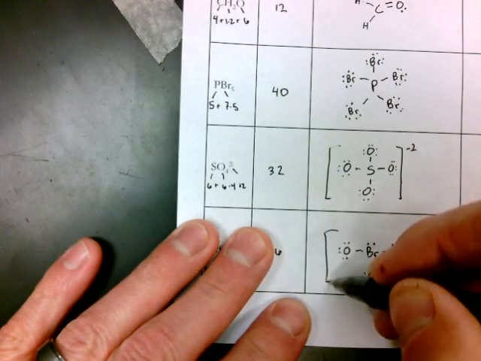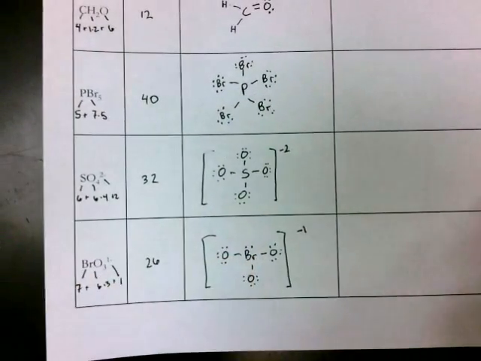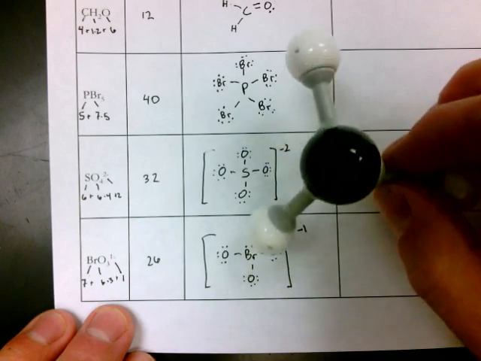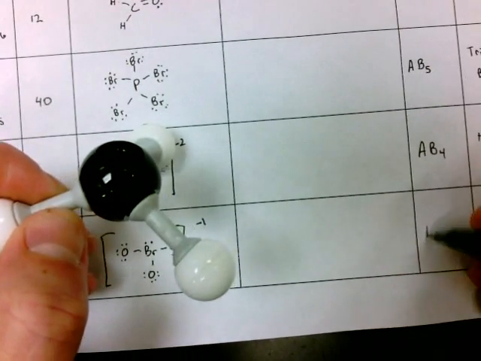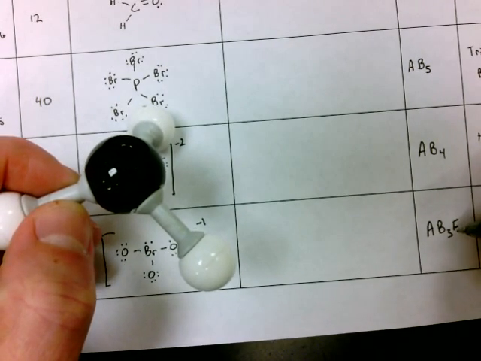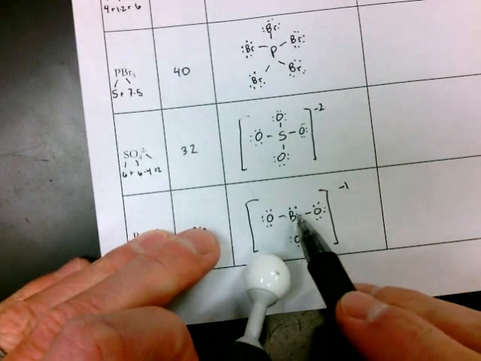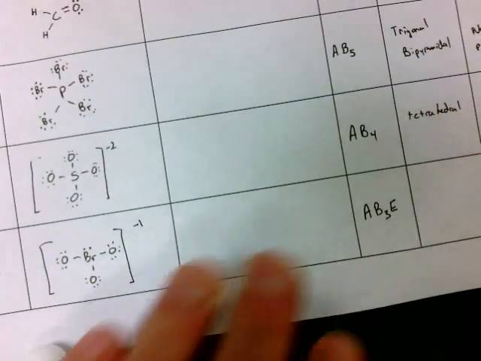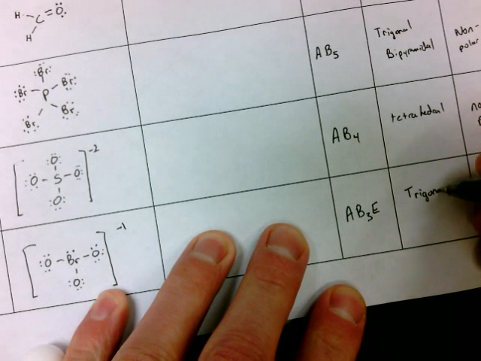Again, this is a charged particle, so it's like so. We need to have a 4-hole central atom. Your molecule looks like this. As far as A's, B's, and E's go, A, B, 3 single bonds, a lone pair of electrons. We haven't used that for a while. It's right here in your Lewis structure. If you look up AB3E, it's called trigonal pyramidal.